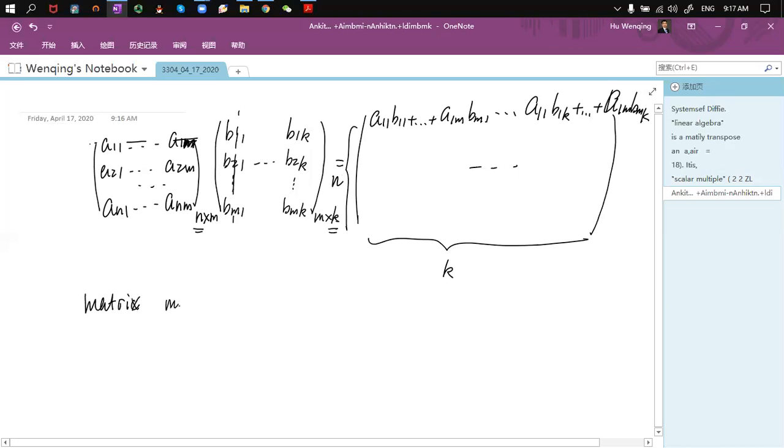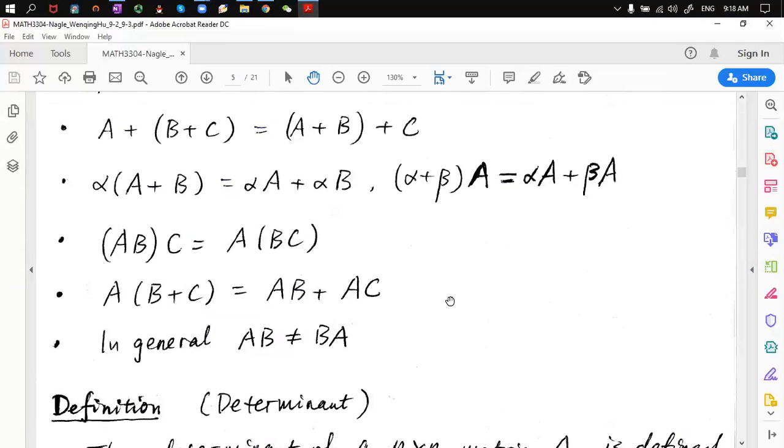It's called matrix multiplication. So it's not a simple algebra. It's due to a theorist, probably a Scottish mathematician. Okay, so that is how you multiply two matrices.